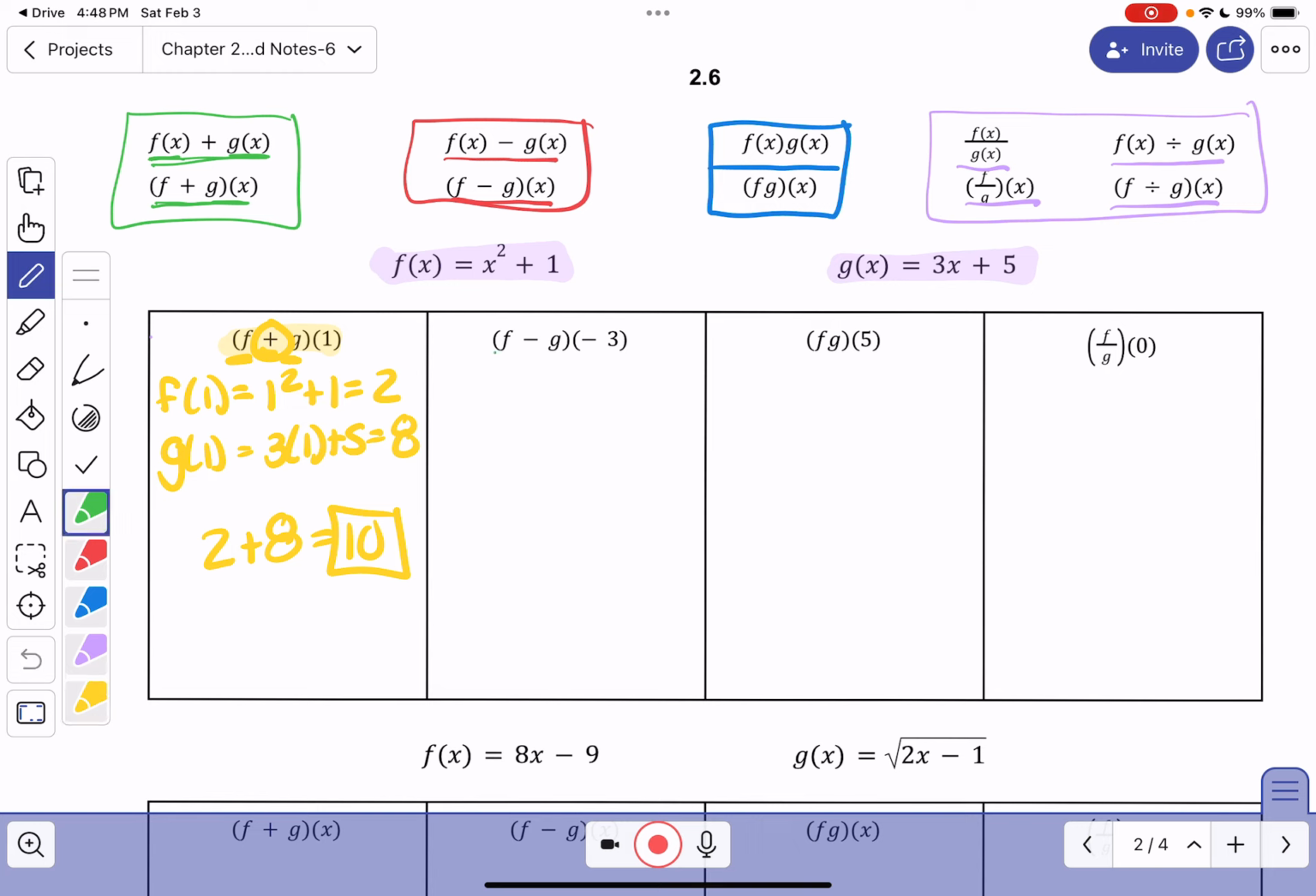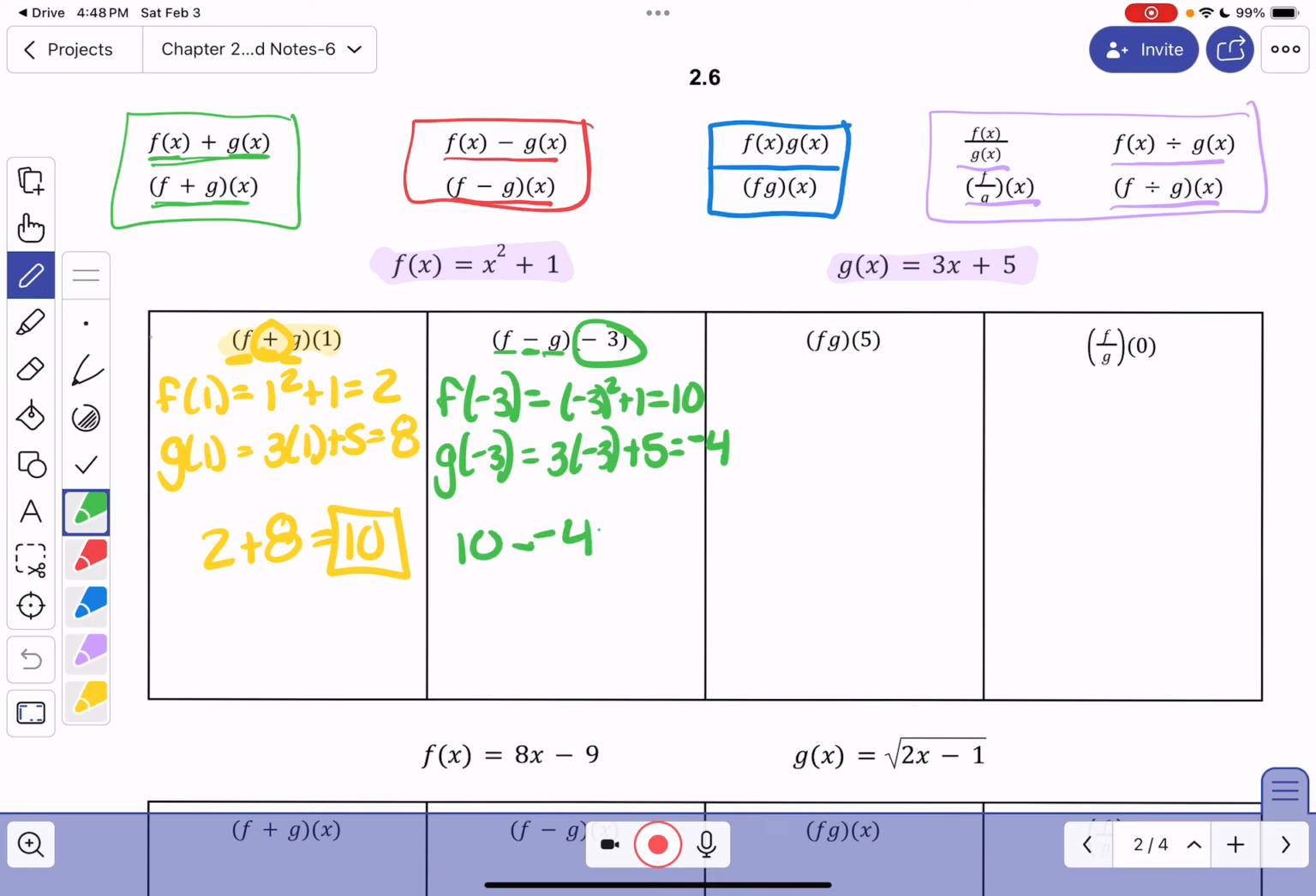So the next one is f minus g of negative 3. So we're going to do the same thing. F of negative 3 is negative 3 squared plus 1. 9 plus 1 is 10. Then we do g of negative 3. So 3 times negative 3 is negative 9, plus 5 is negative 4. And now we're going to subtract. 10 minus negative 4 is 14.